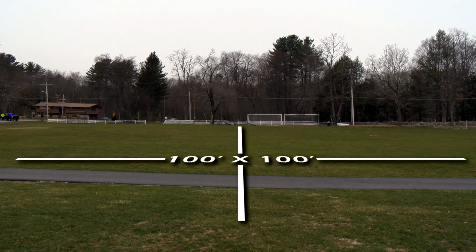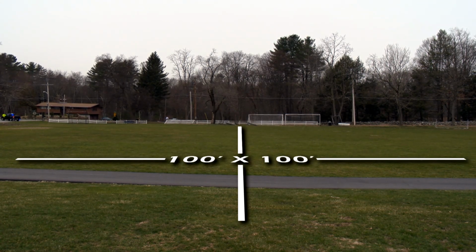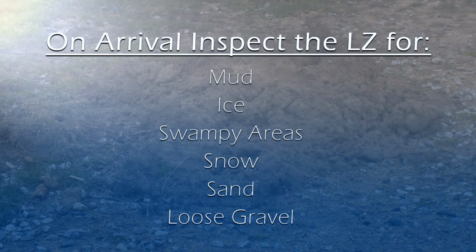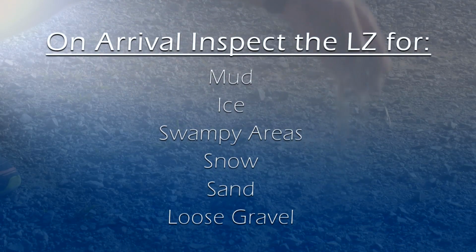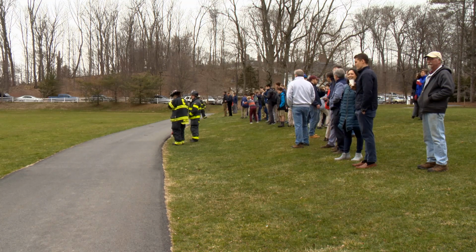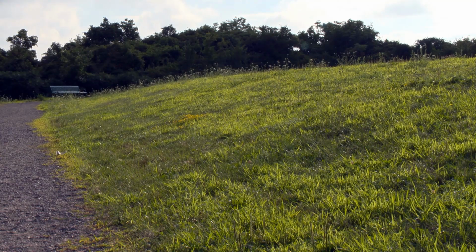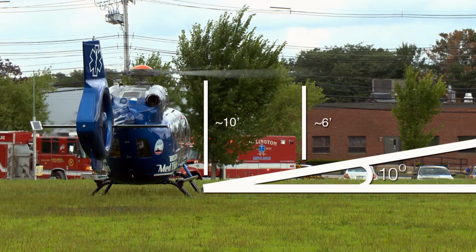The LZ should be a minimum of 100 feet by 100 feet, with firm level ground, so you need to inspect for mud, ice, swampy areas or snow, sand and loose gravel. Avoid slopes or slanted ground if possible. If unavoidable, be sure to identify slopes that are excessive. An excessive slope is anything more than 10 degrees.